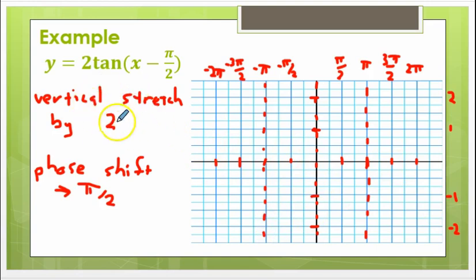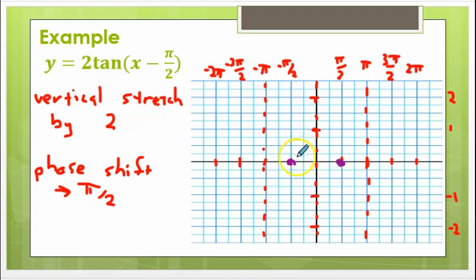Next, we have to remember that there's a vertical stretch by a factor of 2. So for the y-coordinates that dictate the actual shape of the tangent graph, I need to double all of the heights. Now remember that the intercept will always happen halfway between your asymptotes. So if I have an asymptote here and an asymptote here, then I know there's going to be an intercept here. And that's a y-coordinate of 0. Multiplying it by 2 is still 0. And I'll do the same thing for this one as well.